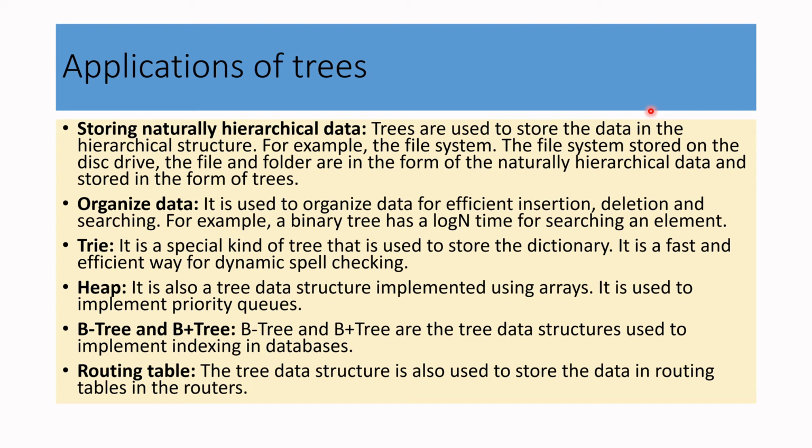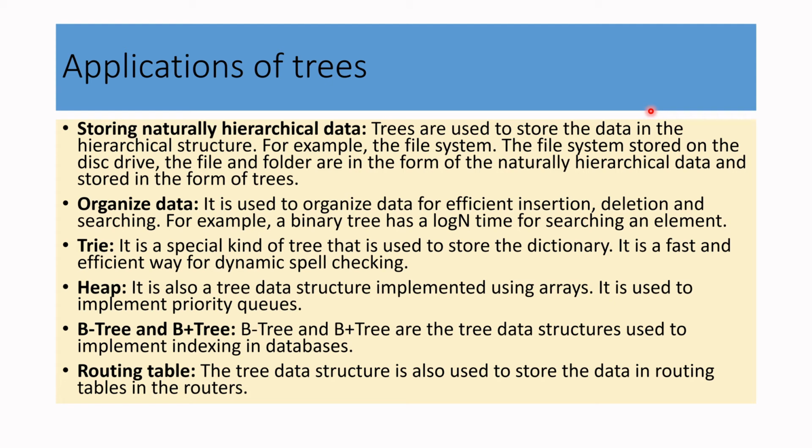First I told you the file system, then organizing the data for searching, right? The tree is the best example for spell checking in the dictionary. Heap is implemented using an array, used for a priority queue. B tree and B plus tree are used for implementing indexing in databases, and routing in the routers.